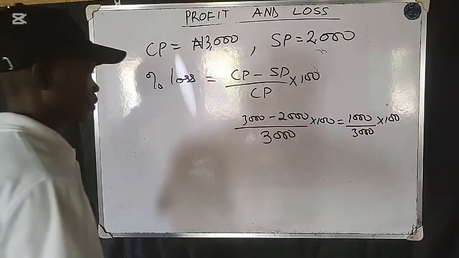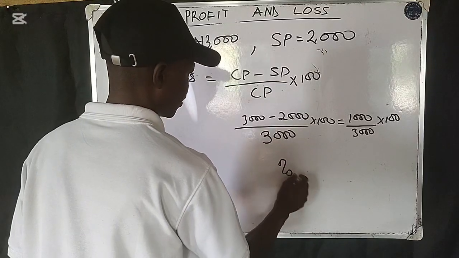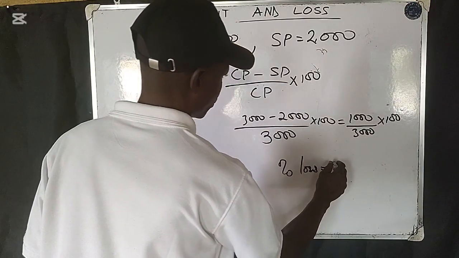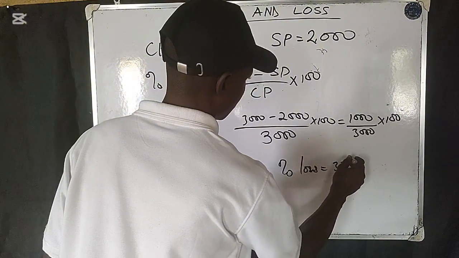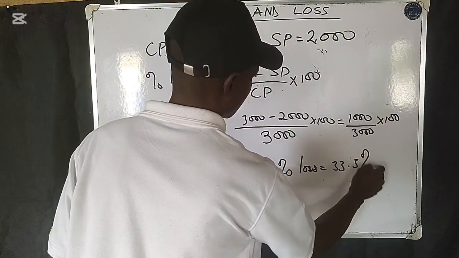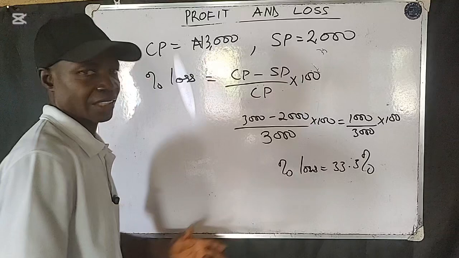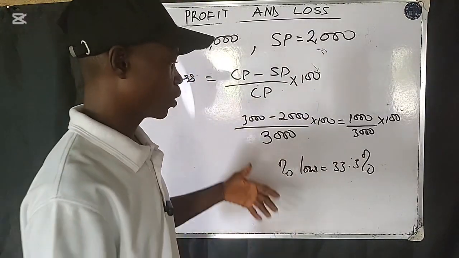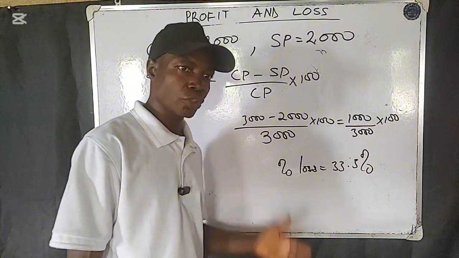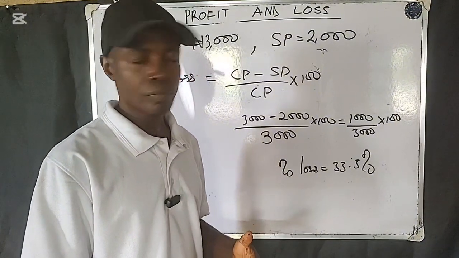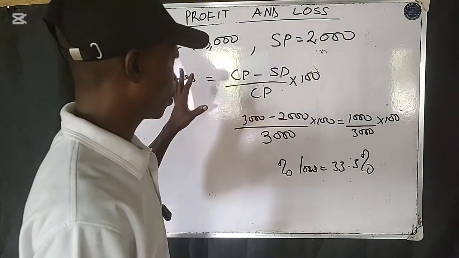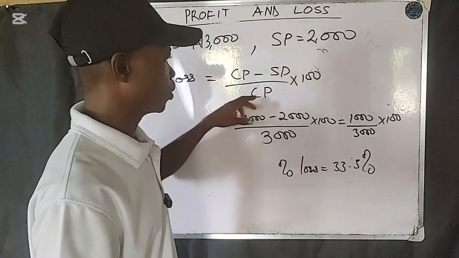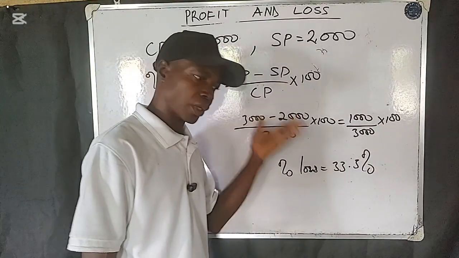So what do you have? Percentage loss is also 33.3%. Coincidentally, we have the same amount, right? So it can be hard to tell percentage loss from percentage gain at the same time. Just know that whether it is loss or gain percent you are calculating, your denominator must always be your cost price.